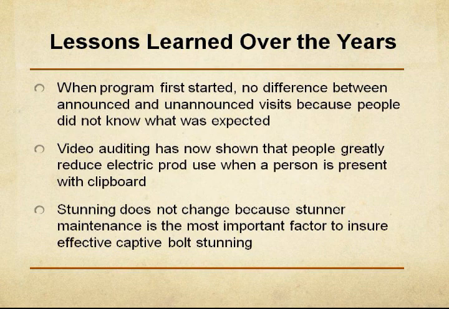And with the video auditing, some interesting things were learned. The electric prods came back out when they didn't know the cameras were turned on yet. They'd start using electric prods a whole bunch more. Stunning just didn't seem to change. Another thing found when the video auditing came out is some of the plants had falsified their internal records. They didn't match the video audit records.